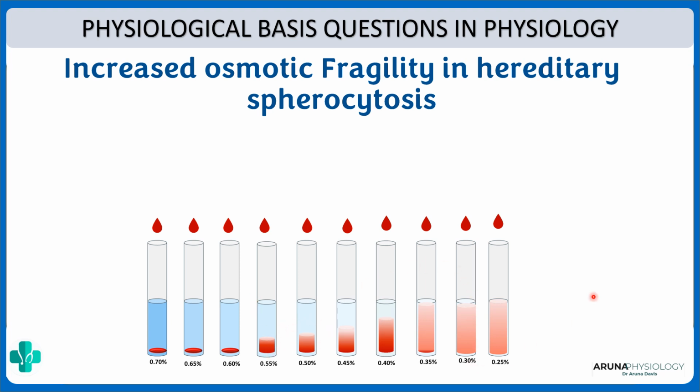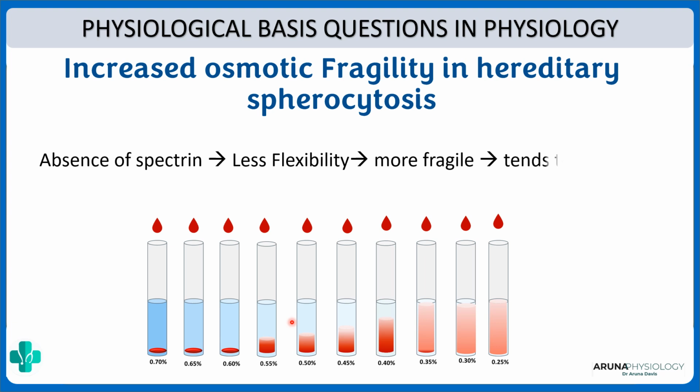So in hereditary spherocytosis, you can see that there will be an increased osmotic fragility. That means the RBCs will rupture or get hemolyzed much faster. Why? Because there is an absence of spectrin, which means there will be less flexibility, so they are more fragile, and thus tend to be destroyed sooner. Okay, so here the basic problem is that the membrane is not developed properly. There is an absence of spectrin, thus there is less flexibility and hence more fragility.